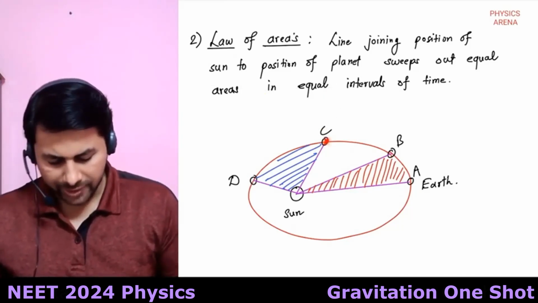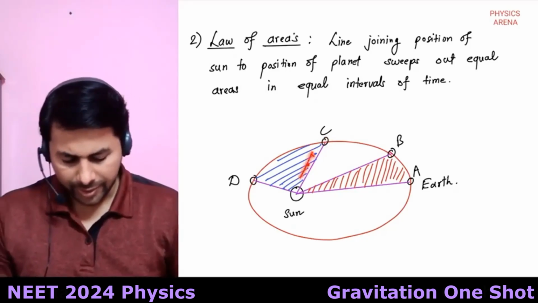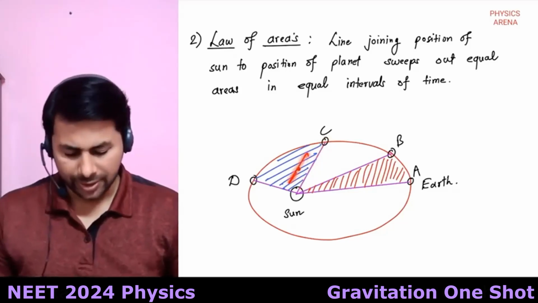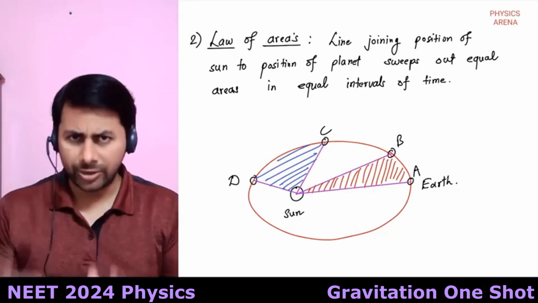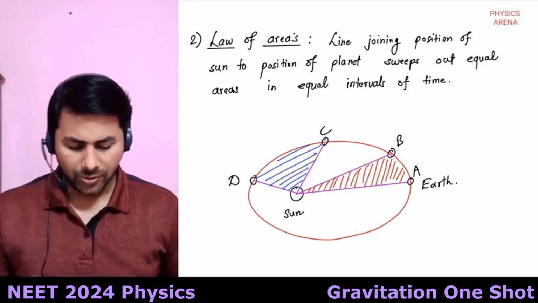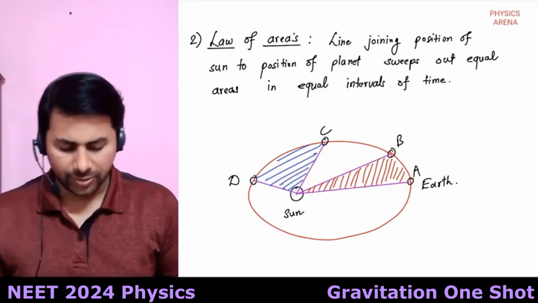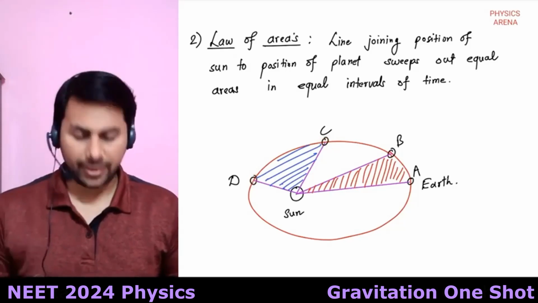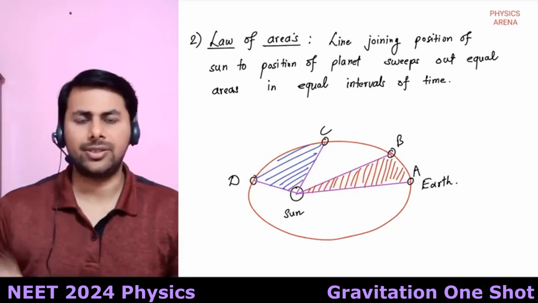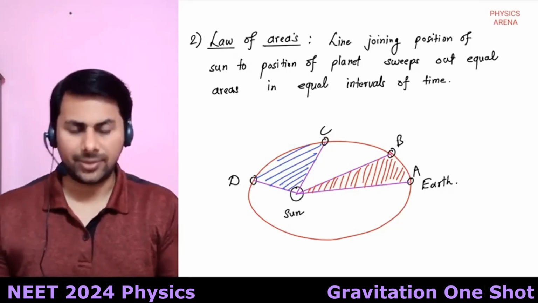Suppose Earth moves from C to D in the same interval of time, then the position vector of Earth sweeps out this much area. Sweeps out means it moves through this much area. Now if the time taken to move from here to here is equal to the time taken to move from here to here, then this area will be equal to this area. This is Kepler's second law. This is known as the law of areas.